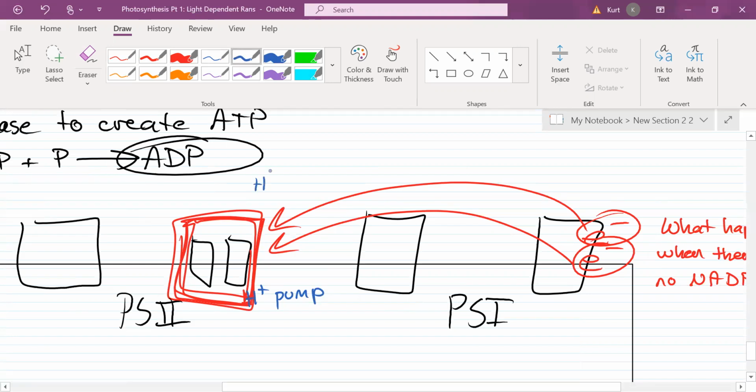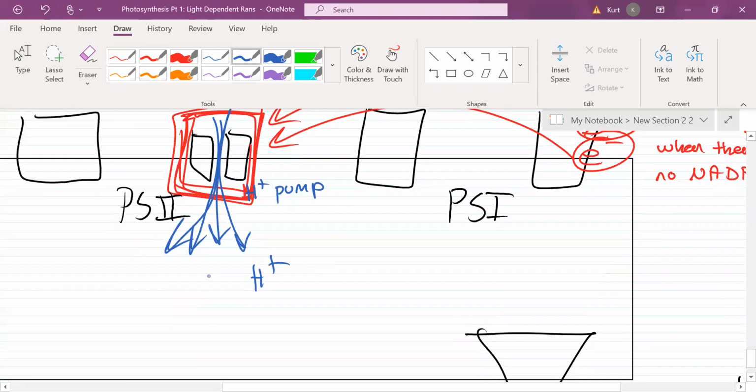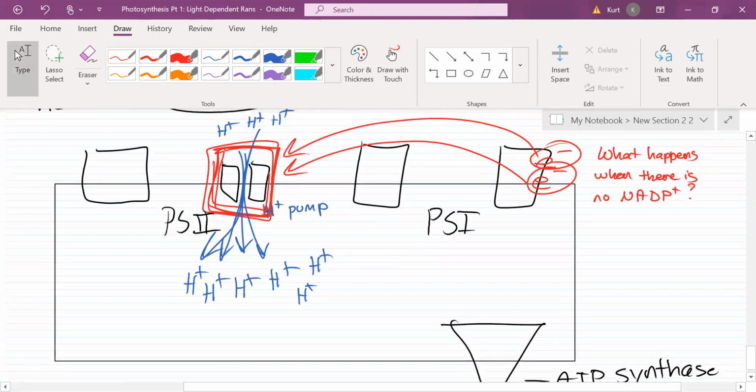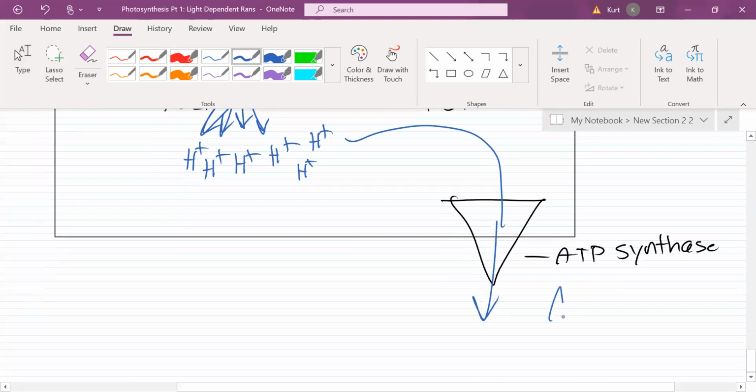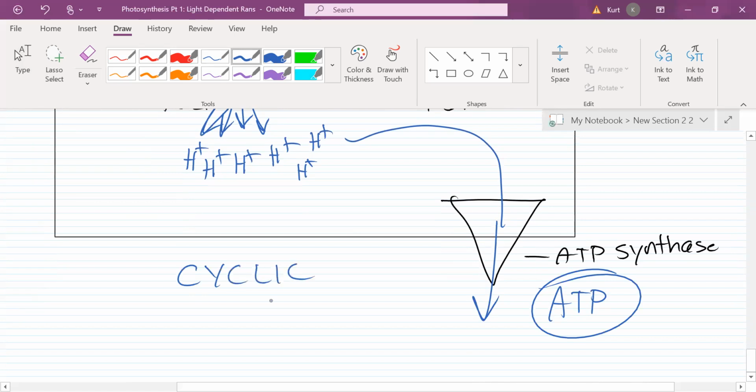And what they're going to cause to happen is all these hydrogen ions that are in the stroma are going to get funneled into the lumen. And that's going to bring hydrogen ions inside. This does not consume water. It does not affect the first antenna. So these electrons are going round and round that pump. And eventually, these hydrogen ions are going to go through the ATP synthase and form ATP. This is called a cyclic pathway.